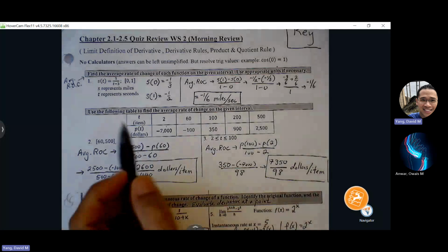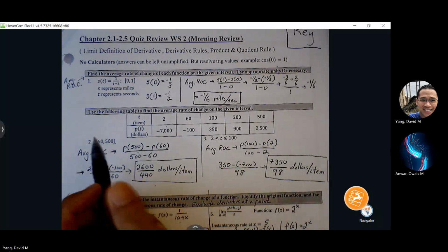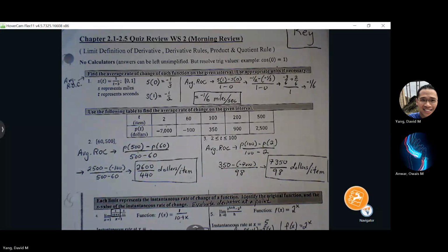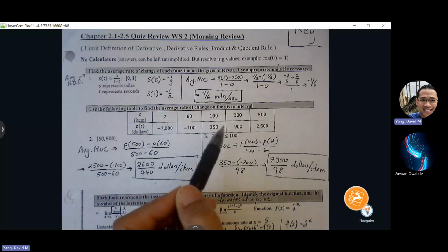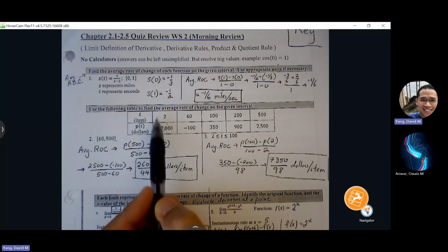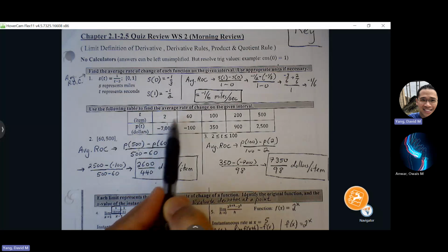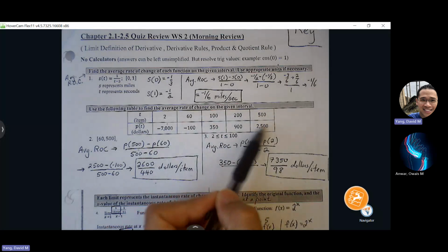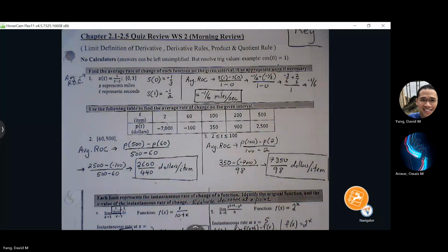Number two, still more average rate of change. So we're given 6 and 50 in terms of items. So maybe this is talking about production cost. If you only produce 2 items, then you're losing this amount of money. But the more that you produce, then the more money that you're able to get in return. So we're just doing average rate of change.